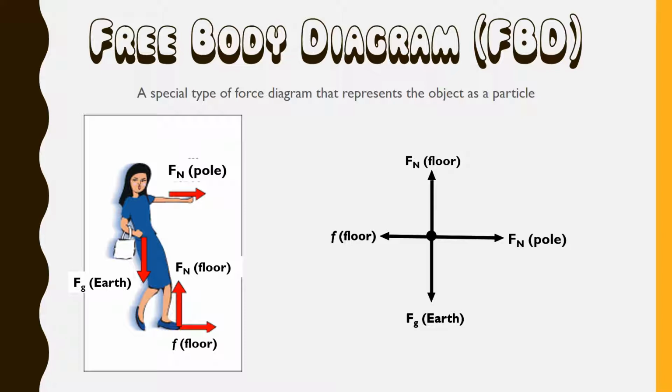Anytime we're drawing free body diagrams, we want to make sure that we start with the dot, that all of our arrows have their tail end on the dot and point away from it, and that the direction and length is indicative of the force that is being exerted on our object.